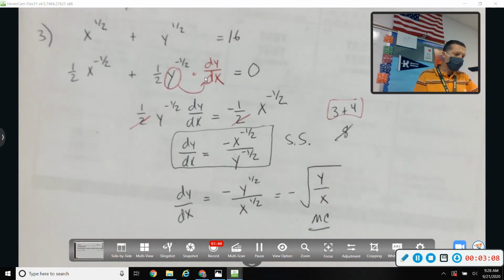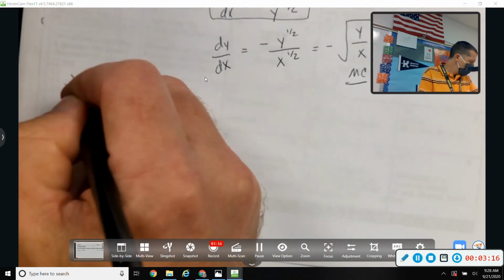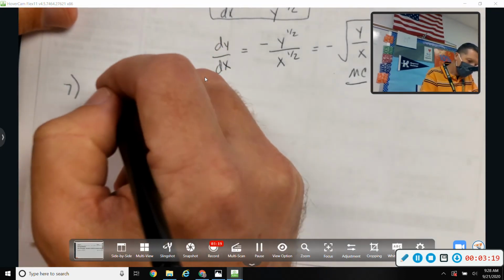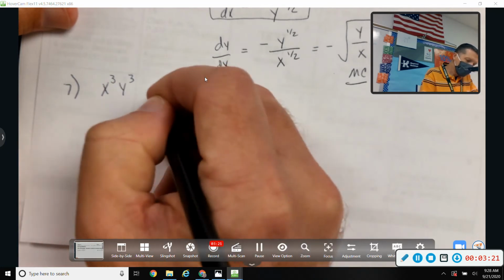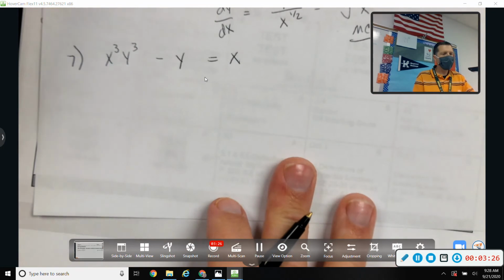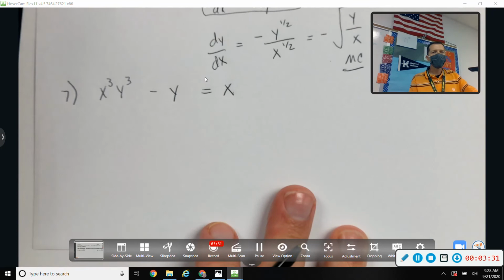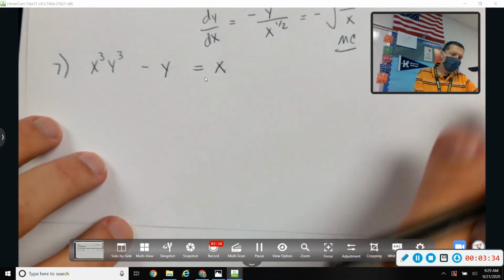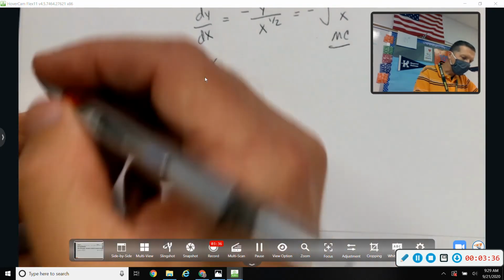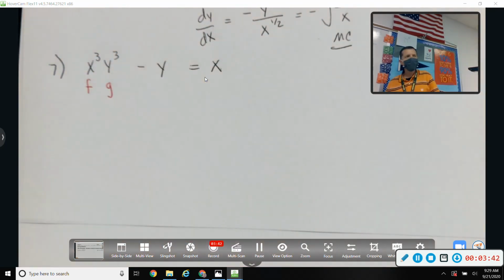All right, other questions from 146? Number 7. X cubed y cubed minus y equals x. I see product rule right away. And maybe we could product rule on the fly, but since we're just learning this implicit stuff, I'm going to slow down and kind of spread it out a little bit.